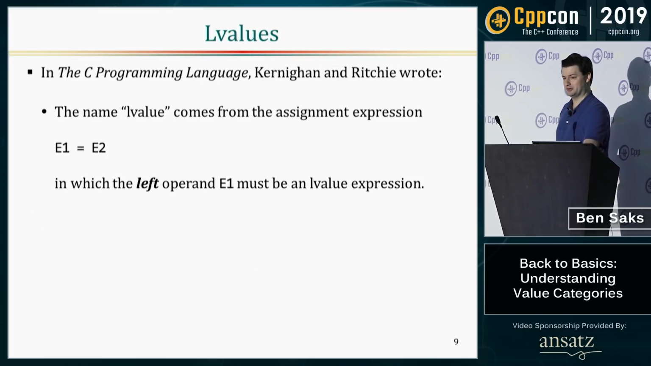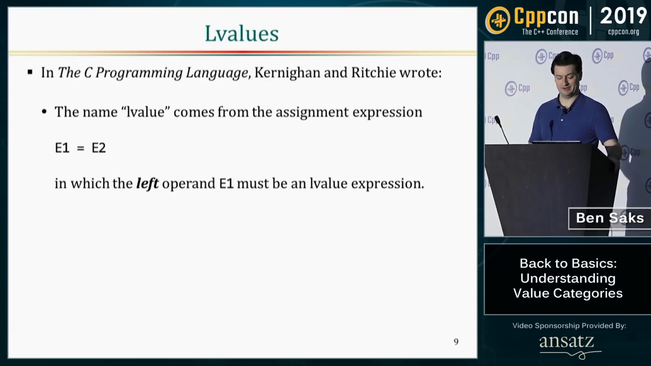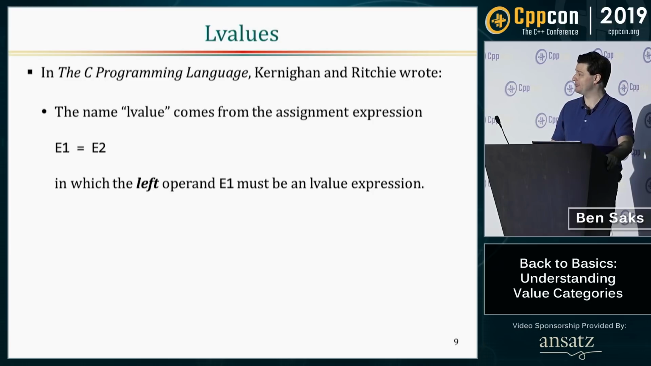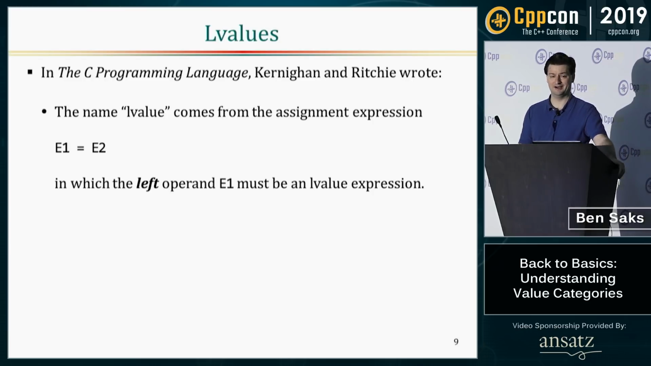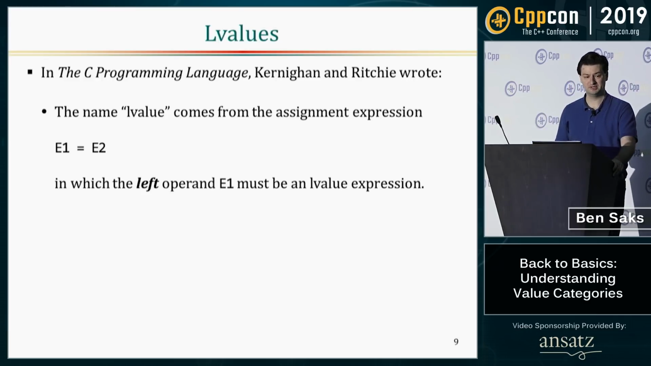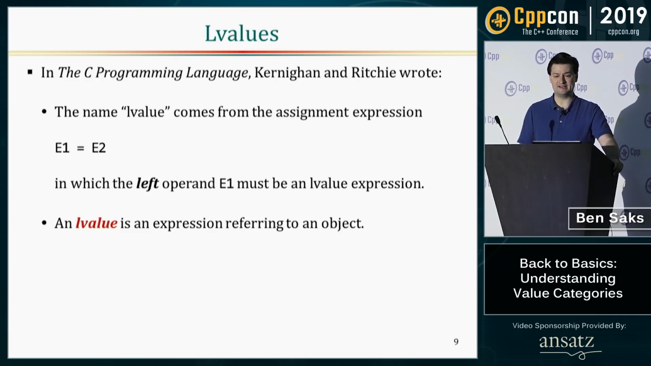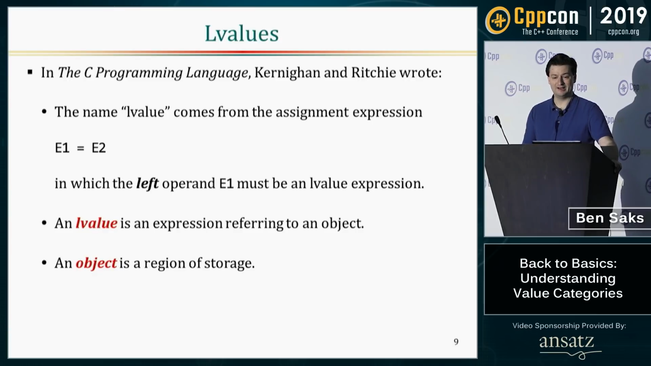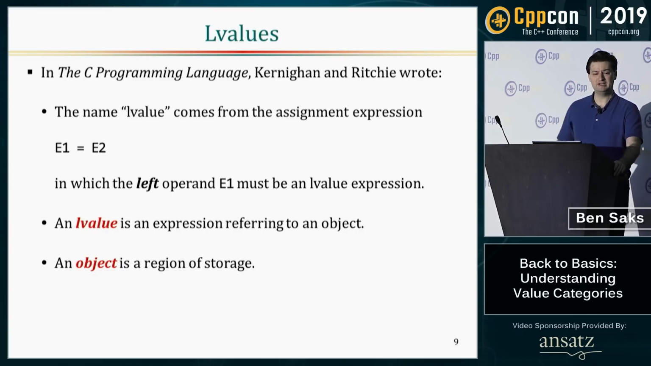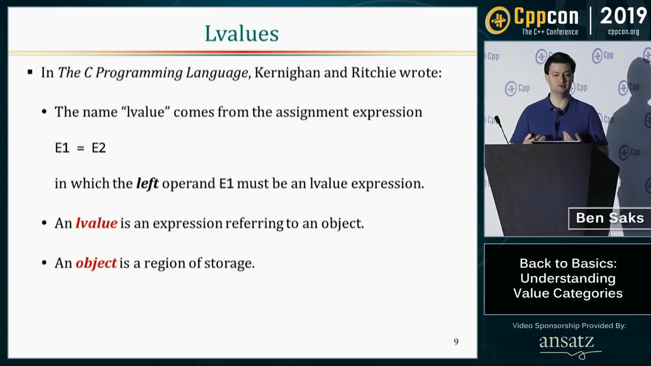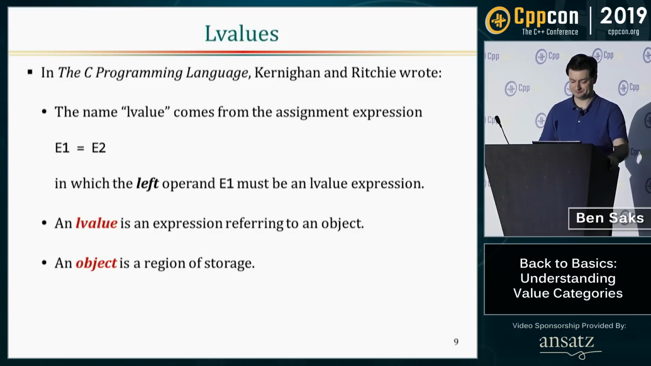Okay, so the terms lvalue and rvalue come from assignment expressions. The idea is the L means left. The thing on the left-hand side of an assignment statement, the thing being assigned to, has to be an lvalue. So what's an lvalue? It's any expression that refers to an object. Okay, that begs the question, what's an object? An object is a region of storage. It's something that has a defined location in memory where it lives.